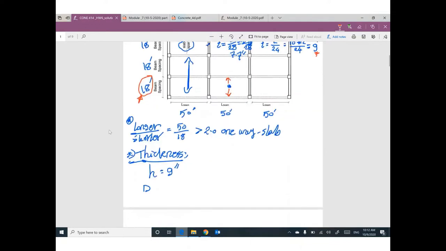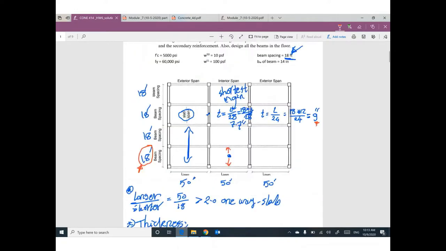Dead load, or let's start with own weight. Own weight of a slab will be the thickness in inches divided by 12 to be in feet, times gamma concrete, which is 150. So your own weight will be 9 divided by 12 times 150. It will be 112.5 pounds per square foot.